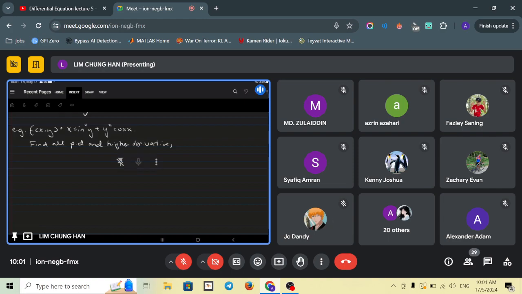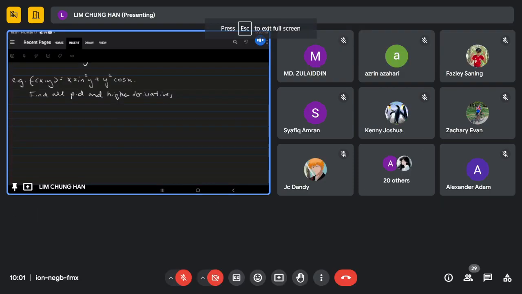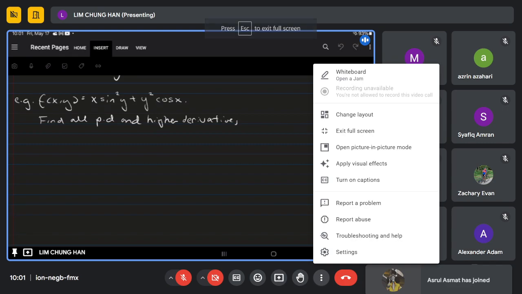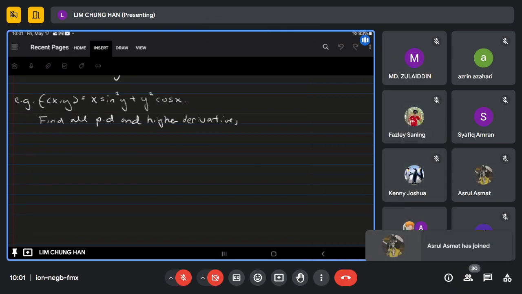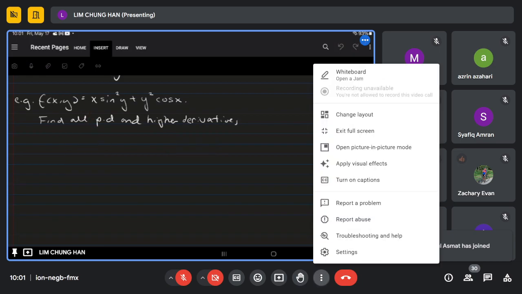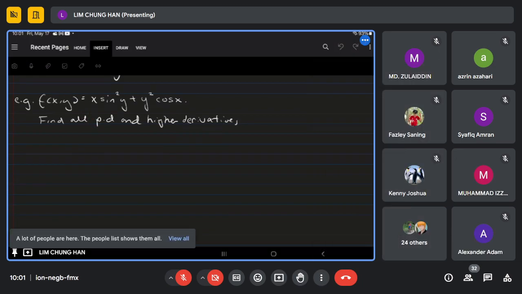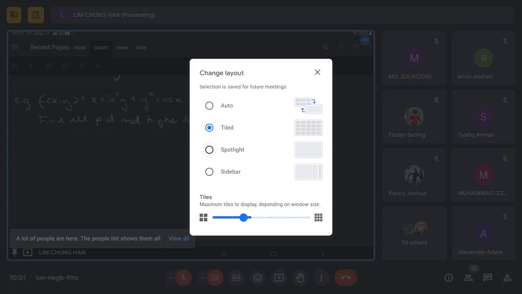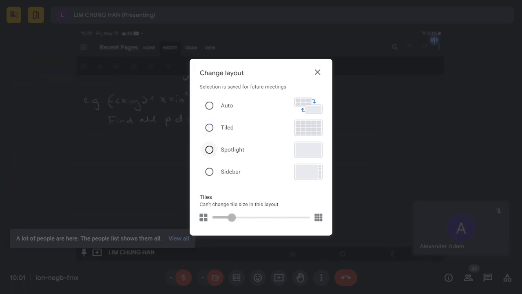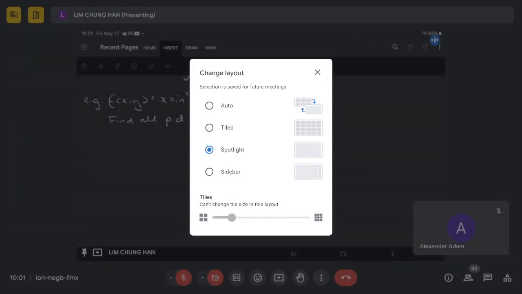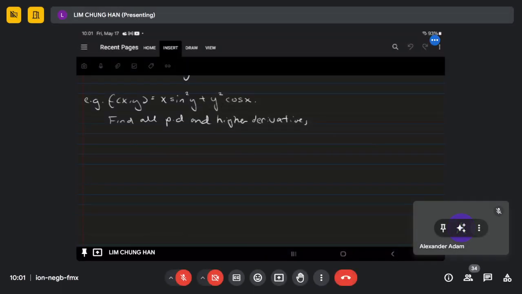So let's get a move on with today's class so that you can break off earlier. Okay, so on Monday we stopped here. Did you manage to find all the partial differentiations along with the higher ones?